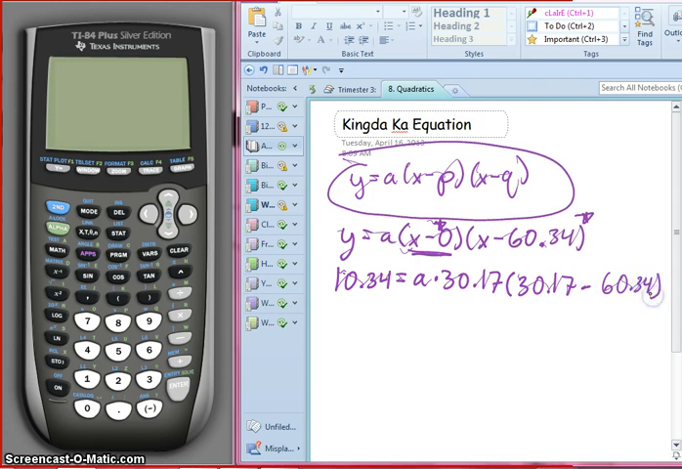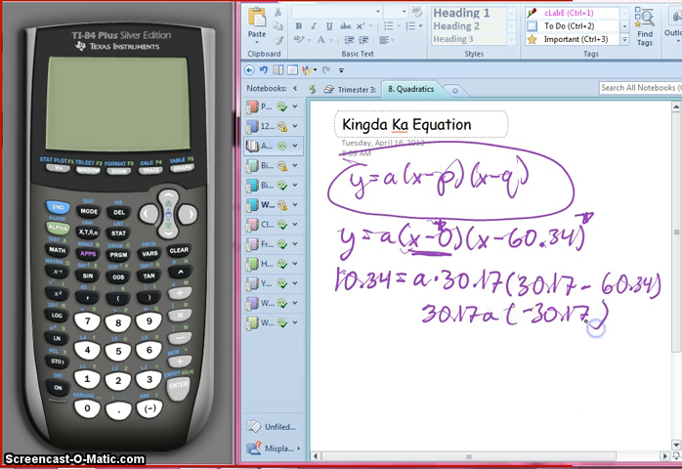Then you're just going to basically do PEMDAS and figure it all out. So we first want to do what's in the parentheses. 30.17 minus 60.34 is negative 30.17. And then a times 30.17 is 30.17a.